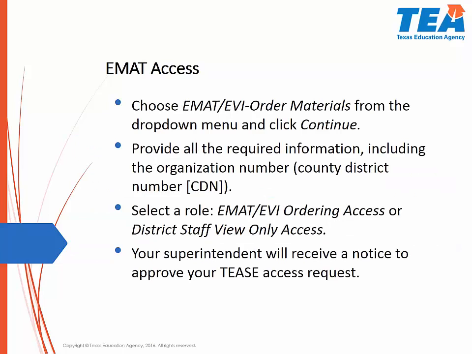The next page you come to will be a purple and white page where you will choose EMAT EVI order materials from the drop-down menu. After you click Continue, you will begin filling out your online application. Please be sure to provide accurate and all required information on your application, such as your correct organization number or county district number. When selecting a role, you will either choose EMAT EVI order materials or district staff view only access. Each district can have up to 2 people in each of those roles.